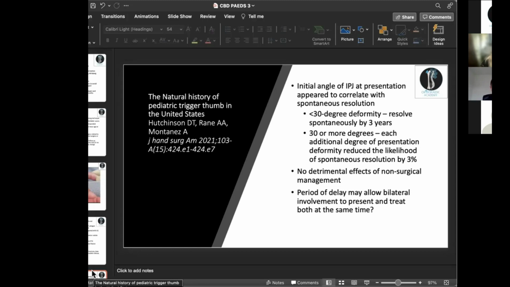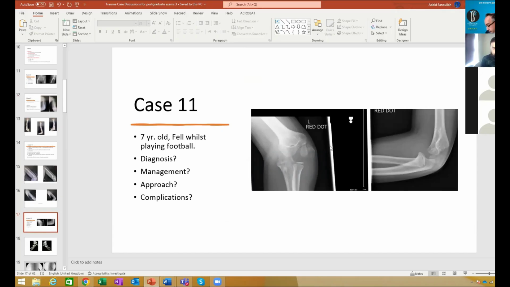Okay, so the next one I have is a 7-year-old child who fell while playing football and complains of left elbow pain. Isolated injury, neurovascularly intact. You are seeing this patient in the ED department.